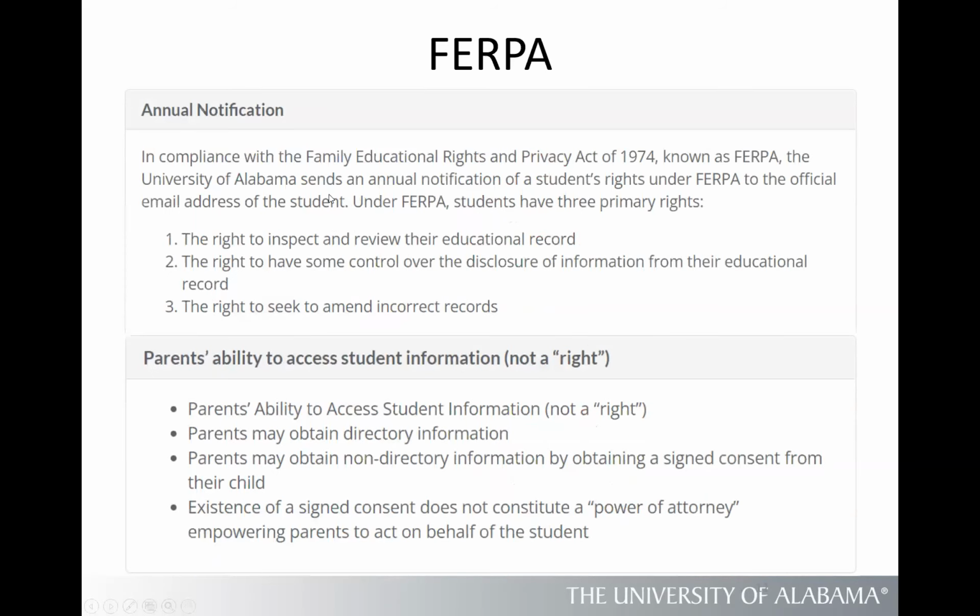So we do send out every fall, I believe it's the first week, an annual notification to all students. We send that to their Crimson email account, and it basically states that students have the right to inspect and review their educational record. They have the right to have some control over the disclosure of information from their record, and they have the right to seek to amend records, incorrect records, I should say.